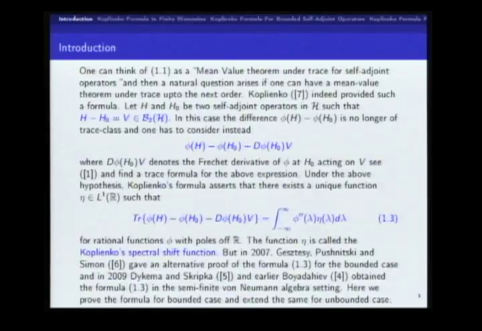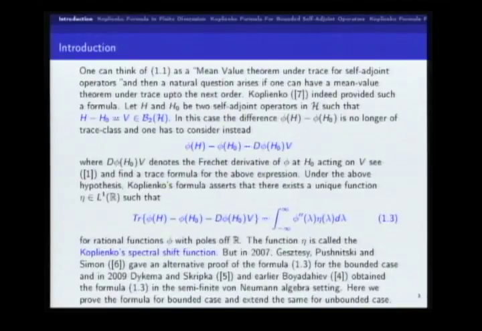So the statement is the following. Let H and H0 be two self-adjoint operators such that the difference V is now not in trace class anymore, but in B2, which means the Hilbert-Schmidt class. In that case, the difference of the two functions is no longer trace class, and one has to subtract from it this first derivative, where dφ is the Fréchet derivative of φ at H0 acting on the operator V. For a definition, one can find many places. Find a trace formula for the above expression.